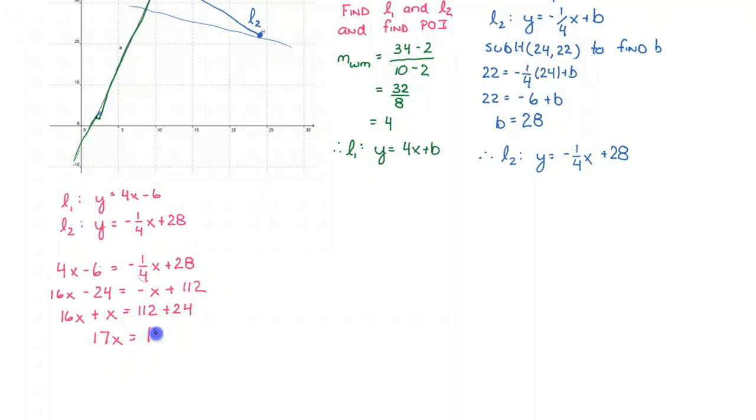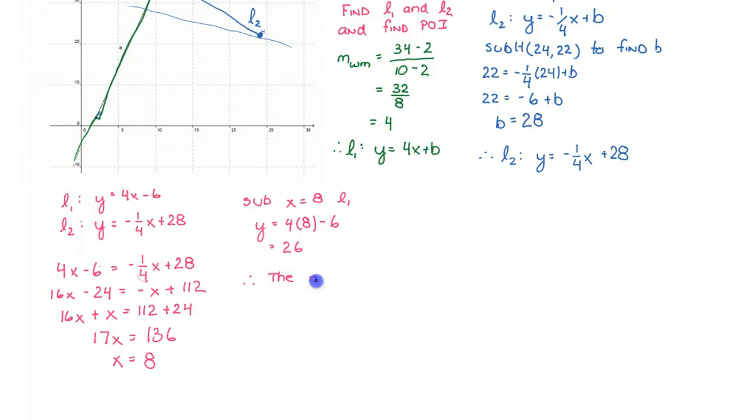which is 136. And let's see if this question is nice. Oh, look at that. It works out to a nice x. X is 8. So if x is 8, we're going to sub x equals 8 into, let's say, L1. So y is equal to 4 times 8 minus 6. And we can work that out. And we get 26.